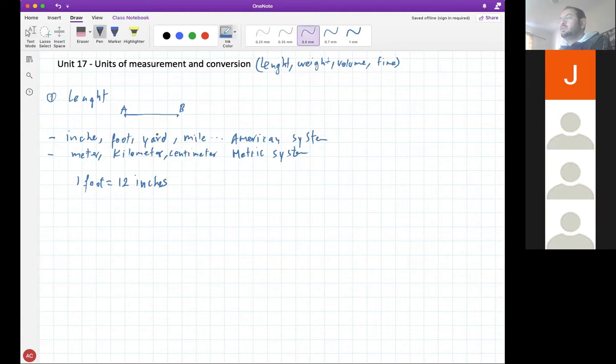1 yard is actually 3 feet. 1 yard equals 3 feet. You just make sure on that.